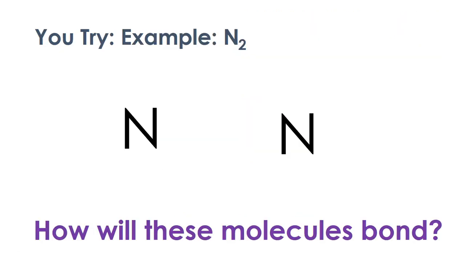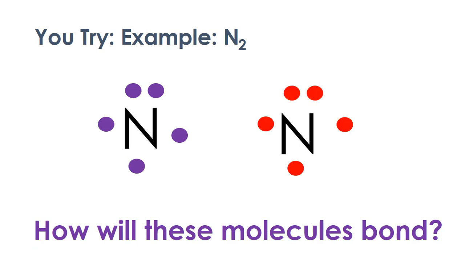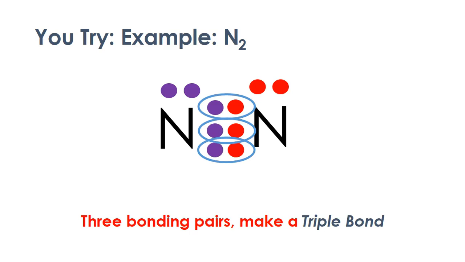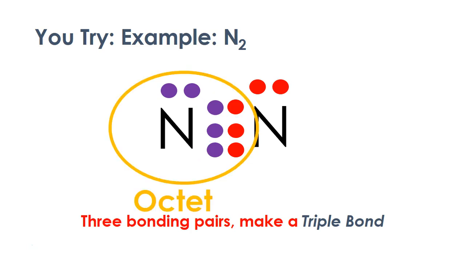So what you want to do is pause the video and try this example. A hint for this one is to remember that N2 actually forms a triple bond, not a single or double. So how will this molecule bond? We start with 5 valence electrons for each of our nitrogen atoms. These atoms come together to share their electrons. They're going to share 3 pairs in the middle between them. The 3 bonding pairs make up a triple bond.